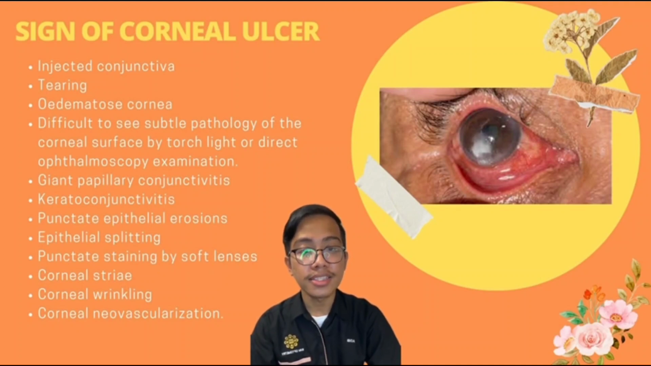Among other findings seen in contact lens users are giant papillary conjunctivitis, keratoconjunctivitis, punctate epithelial erosions, epithelial splitting, punctate staining by soft contact lenses, corneal straie, corneal wrinkling, and corneal neovascularizations. Visual acuity of the patient must be documented as part of the evaluation of the progress following treatment.